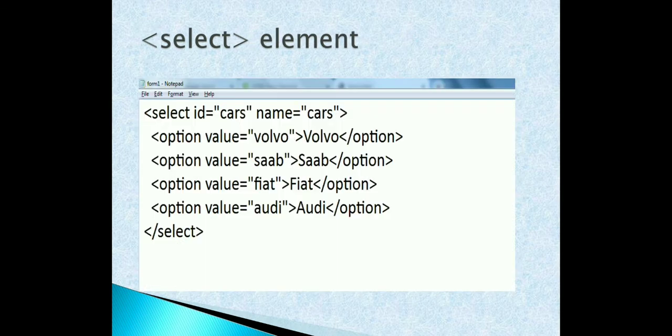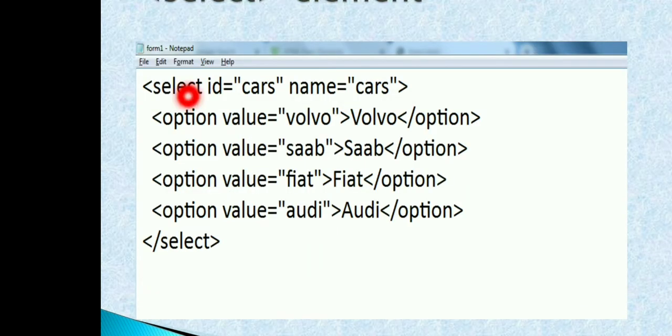Here in this code I have started the select tag and given id equal to cars and name equal to cars. After that I have started the option tag. Here I have written value equal to Volvo, written Volvo inside, and closed the option tag. In the same way I have created three other values, Saab, Fiat and Audi, for the drop down list. After that I have closed the select tag.